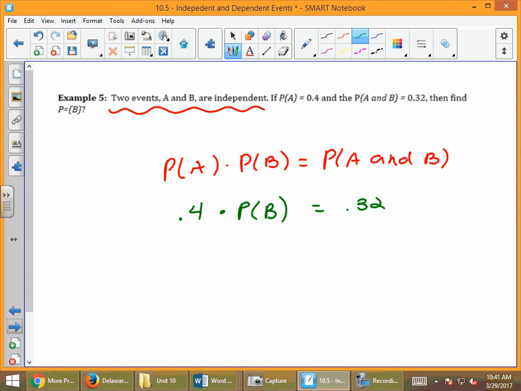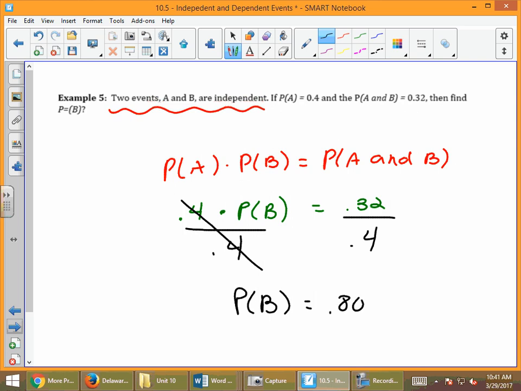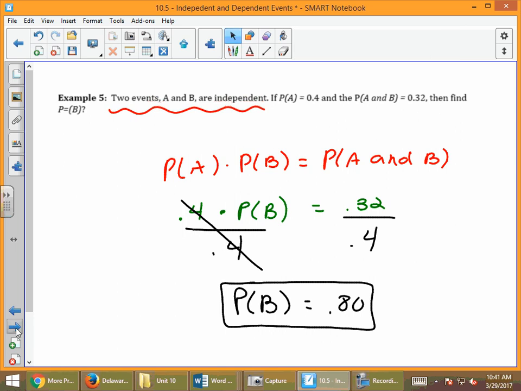So what do you think we have to do with that 0.4? Just divide. Just solve it like a normal equation. Divide by 0.4, and that's canceled. What's 0.32 divided by 0.4? 0.8. So the probability of B is 0.8. Sometimes you might have to go a little backwards with that. Questions over that?